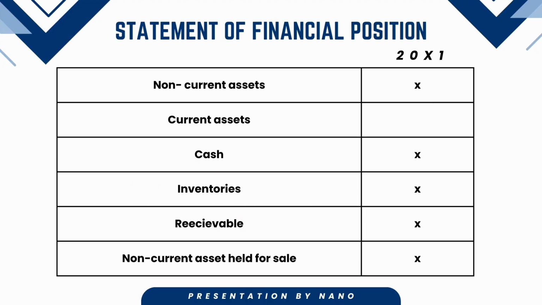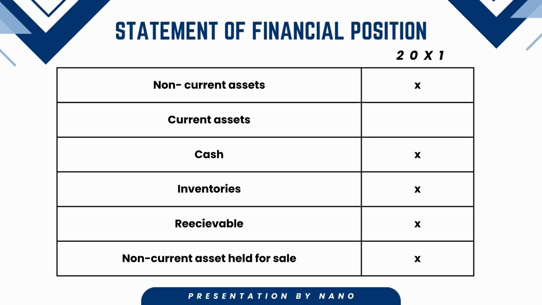The next slide shows an illustration of the statement of financial position for a non-current asset held for sale. So now you can see that we have our non-current assets as X dollars and we have our current assets. Under our current assets we have cash, inventories, receivables, and then you will see our non-current assets held for sale. It is categorized separately because it is not considered a non-current asset.